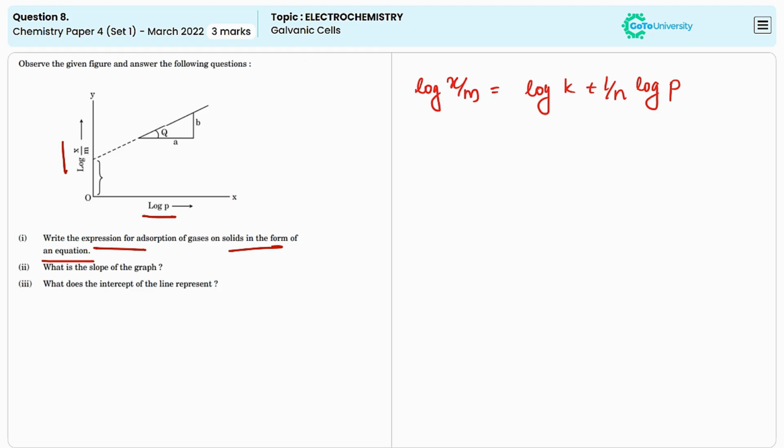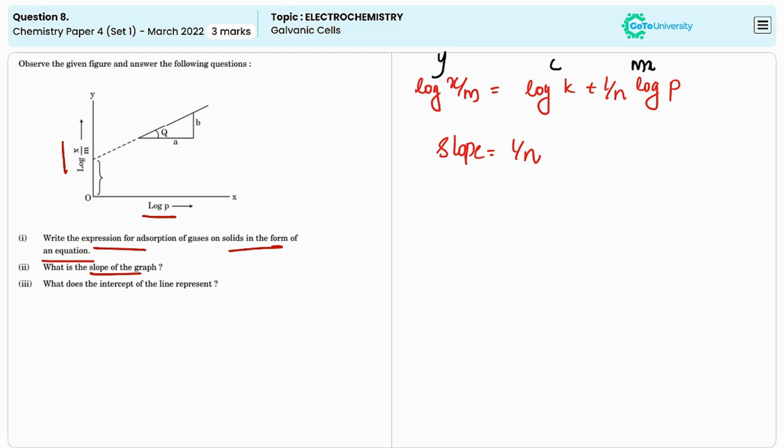log p. And the next question, we need to write the slope of the graph. This equation is in the form of equation of a straight line, that is y is equal to mx plus c. In an equation, m will be the slope of the line and c will be the y-intercept. So we can say the slope of the line will be 1 by n.